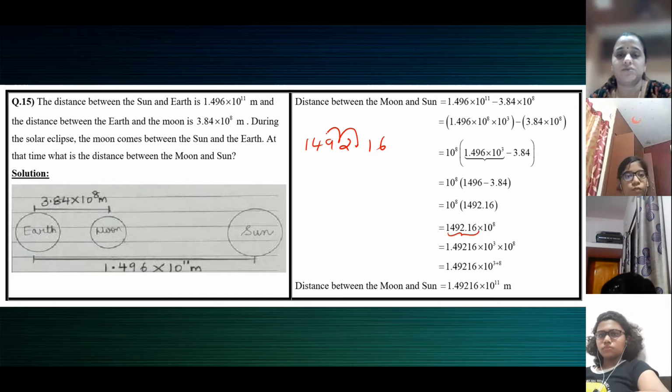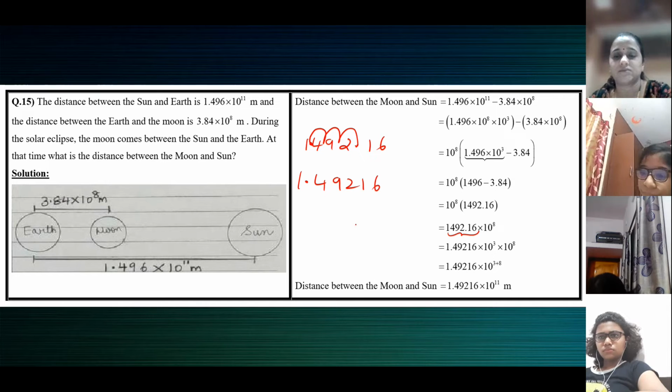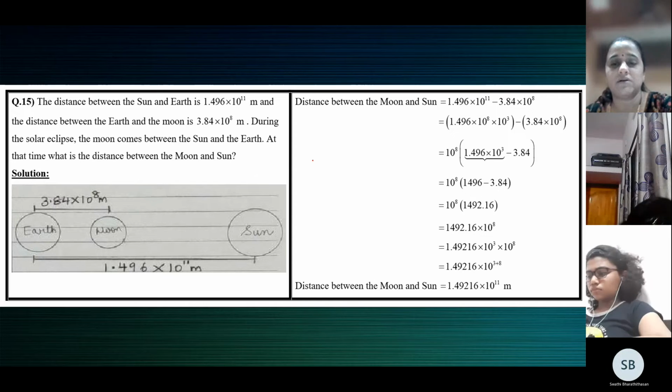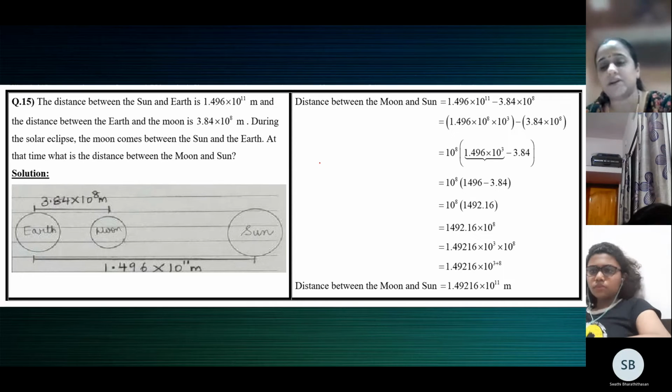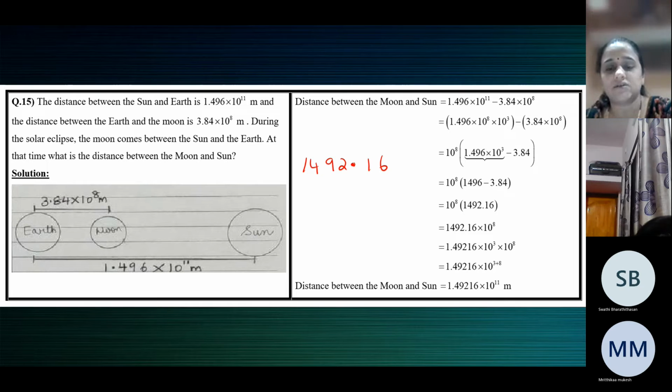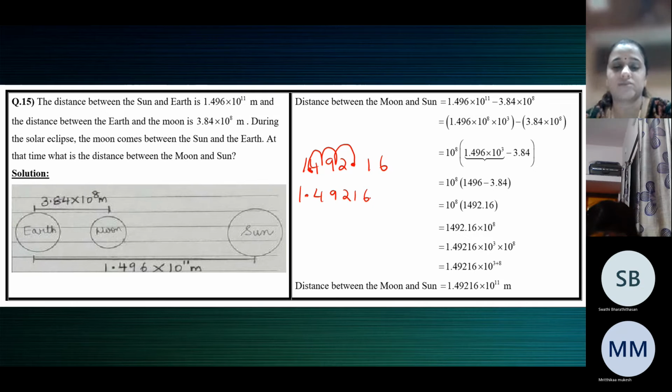The decimal point moves 1, 2, 3, giving 1.49216. You need to bring a number which can be 1 or anything more than 1 but less than 10. So for 1492.16, the decimal point should be moved to the left by 3 places. When it comes here, the value is 1.49216, which is clearly more than 1 but less than 10.